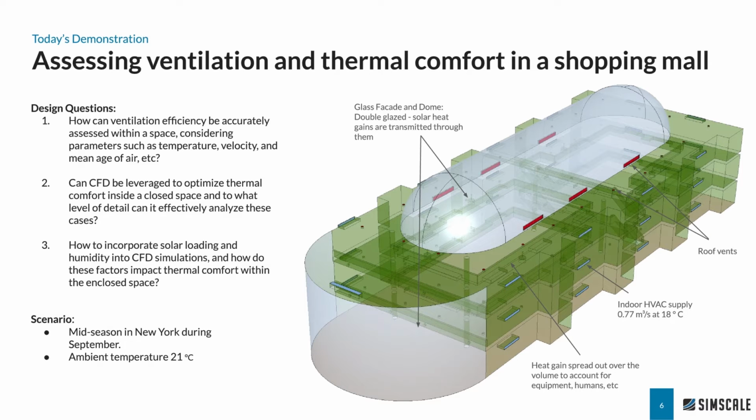In this particular model, we have a glass dome and a facade, which allow solar energy to be transmitted through them. We also have roof vents on the sides of the dome and on the roof. The overall heat gain, which is represented by humans, equipment, lighting, etc., is spread out over the volume of the shopping mall. And in this case, we are simulating a mid-season scenario in New York during September, where the ambient temperature outside is around 21 degrees Celsius.